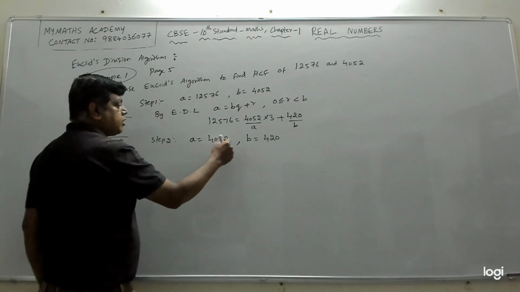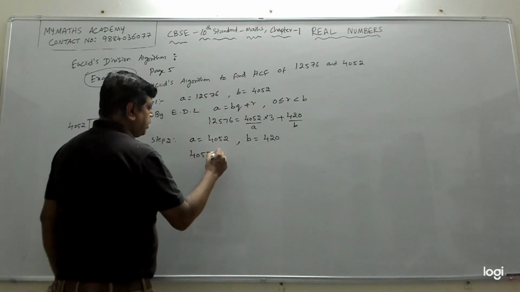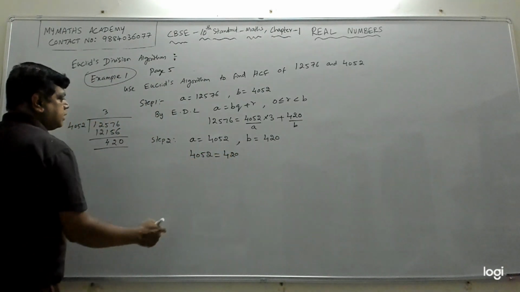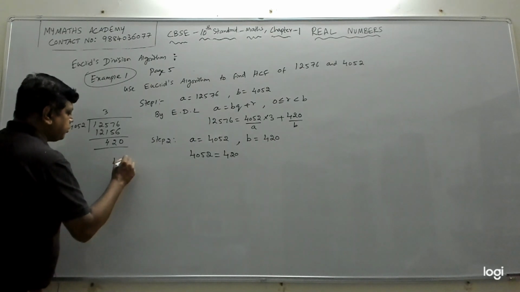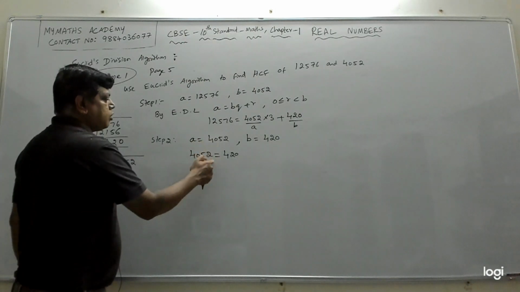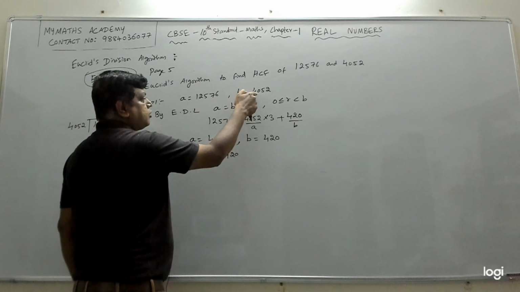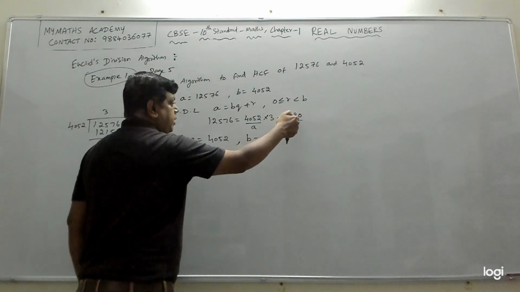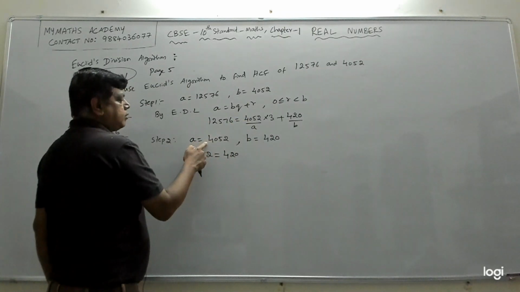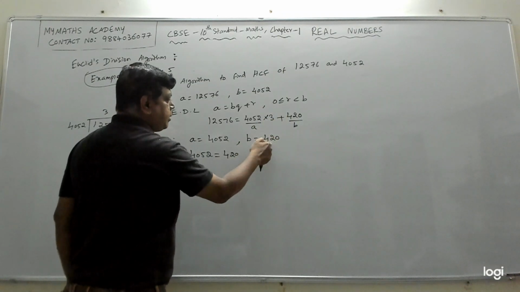Then again we should write A is equal to BQ plus R. We have to take these two numbers and express 4052 equal to B, which is 420, into Q plus R. To find that we have to divide these two. So divide 4052 by 420. So this is your A. This is your B. How did I get this A? You have to take this number. This is your B. So this B will become A and your R will become B. The previous B will become your new A, and your R in the previous step will become B in the next step.